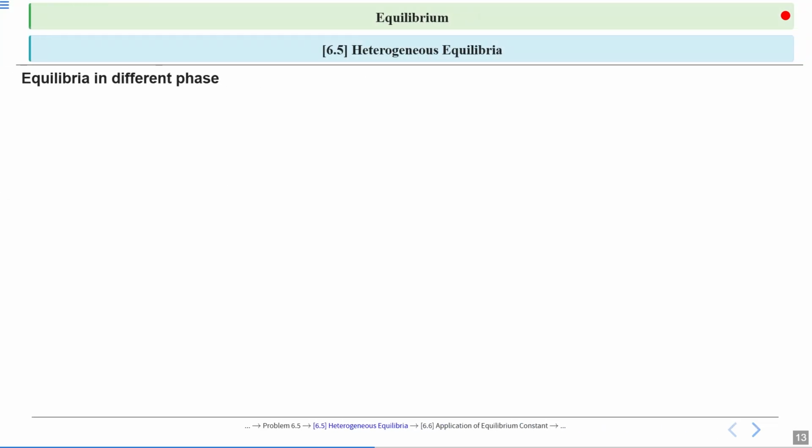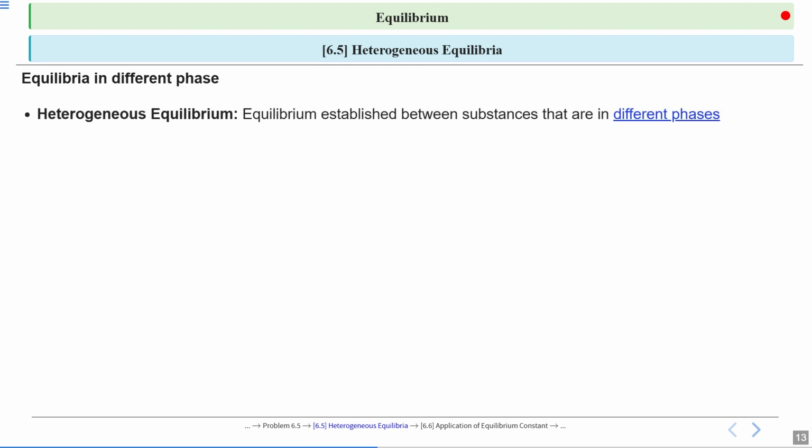Moving on to the next type of equilibria, which is heterogeneous equilibria. What is heterogeneous equilibria? Opposite to the homogeneous, in this case, the equilibrium is established in such a mixture where all the species are not present in the same phase. For example, if you are reacting steam with red hot carbon, carbon is present in the solid form and the water is in the gaseous vapor form. So we can say that the reactants are not in the same state. One is in the solid state and the second one is in the gaseous state.